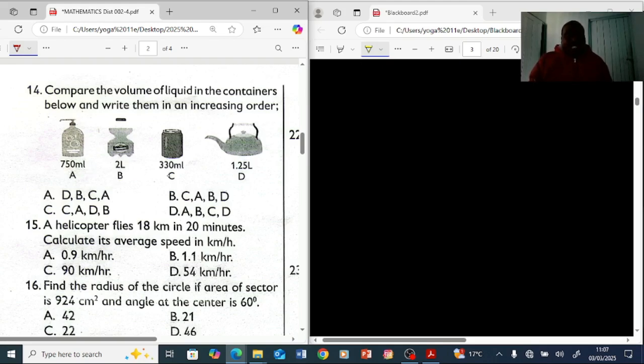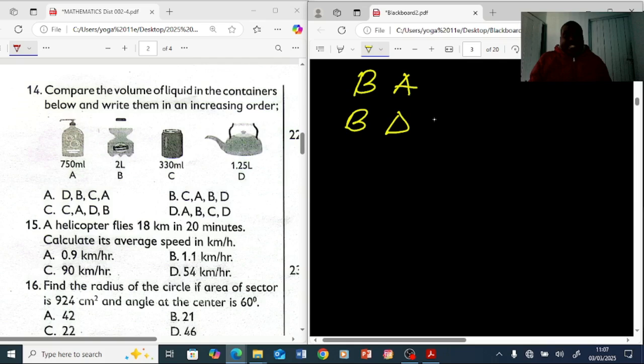750 ml, 2 liters, 300 ml, 1.5 liters. So the largest is B. B is the largest, 2 liters, followed by D, followed by A, and then C is the smallest.